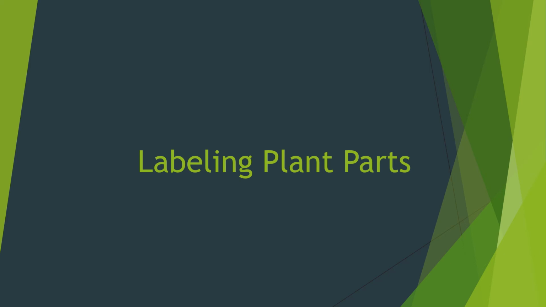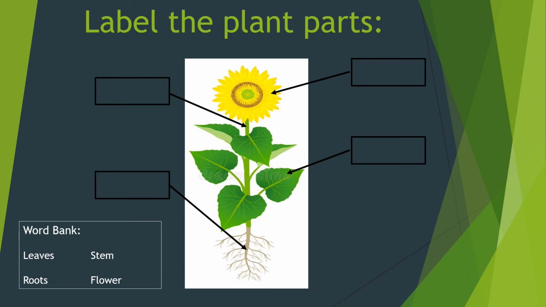Labeling plant parts. Label the plant parts. Let's look at our word bank. Leaves, stem, roots, flower. Let's start up at the top with the yellow part. What should I label that yellow part? We just got done reading about that part, so you probably had that fresh in your mind. The flower. That's right.